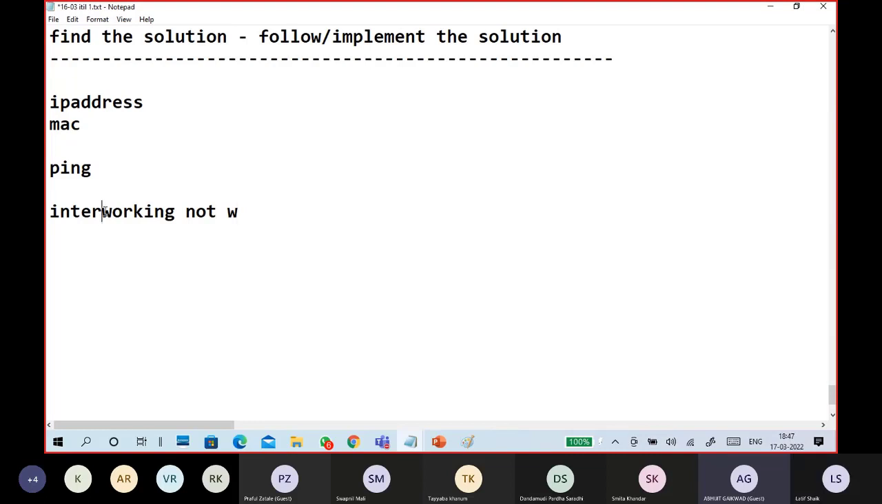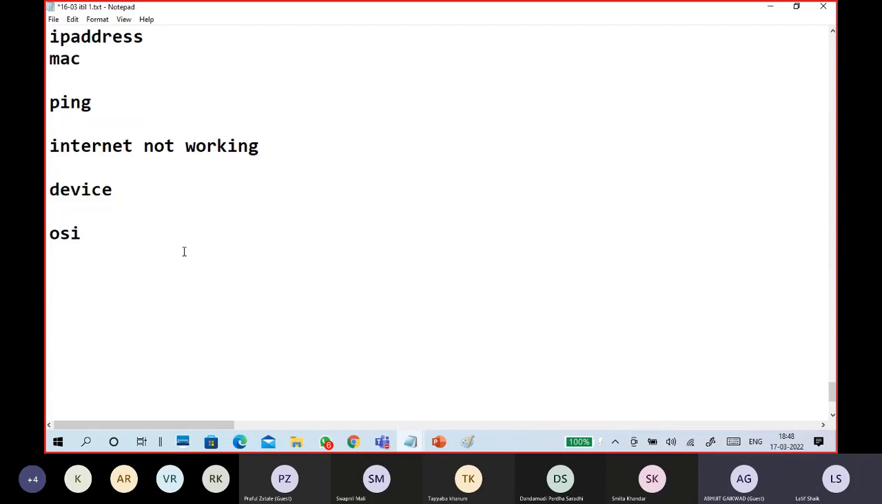Internet not working, what to do? Okay, so look, you can check it. Internet is not working, what to do? Okay, so devices, different devices, OSI layers. Okay, so how to check the IP address, how to check the MAC address, IP address ranges.